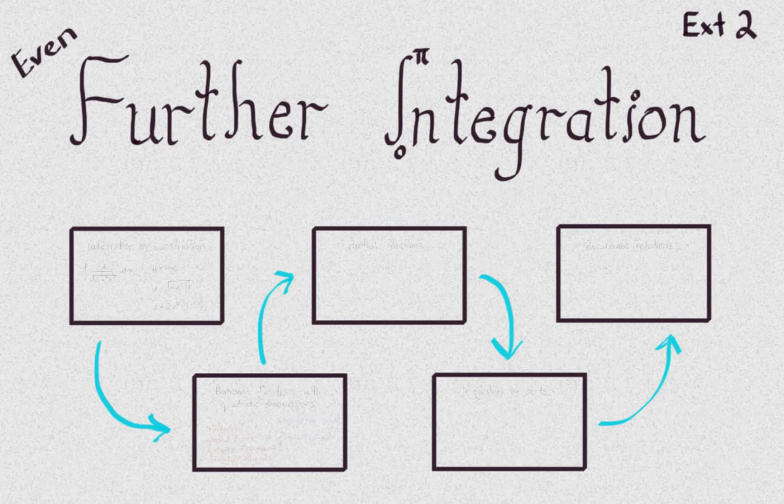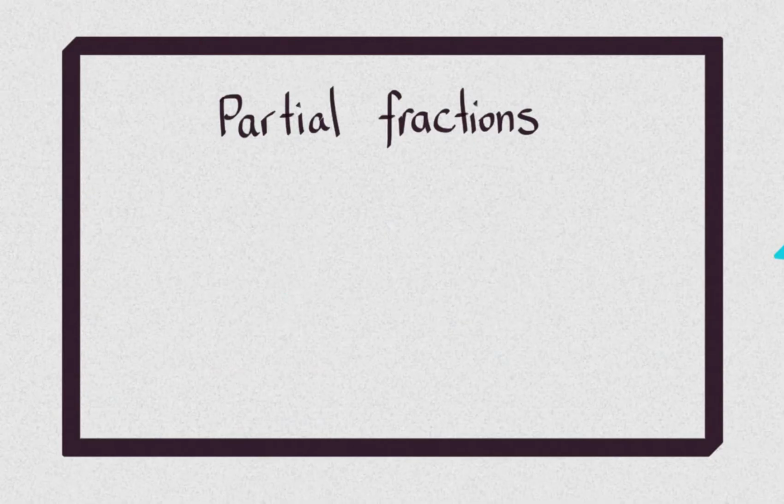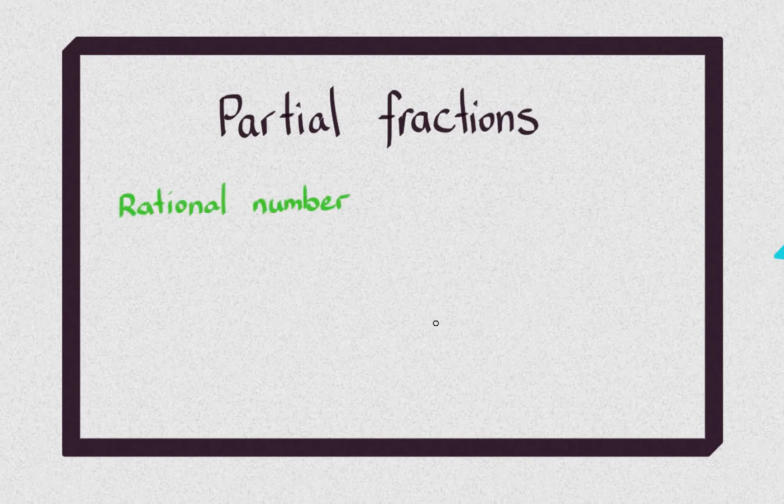In the previous video, we looked at rational functions with quadratic denominators, and in part 3, we are looking at partial fractions. But before we get into partial fractions, let's just go over what we mean by rational functions. And so let's go back to the definition of a rational number, which is any number that can be expressed in the form P on Q, where P and Q must be integers.